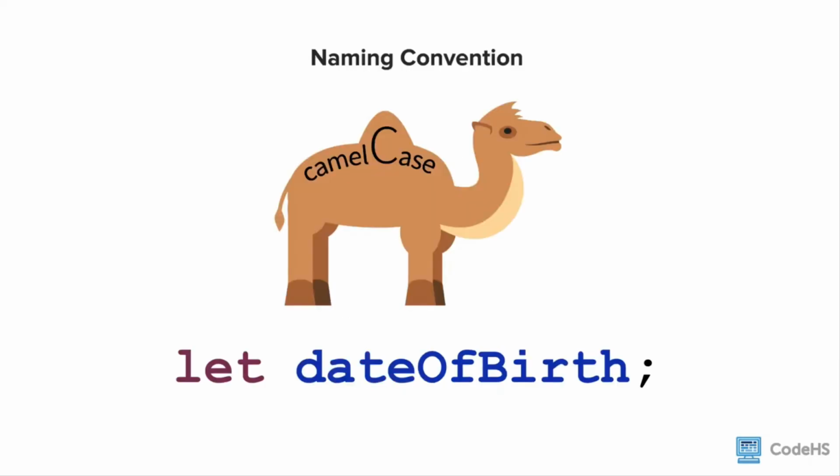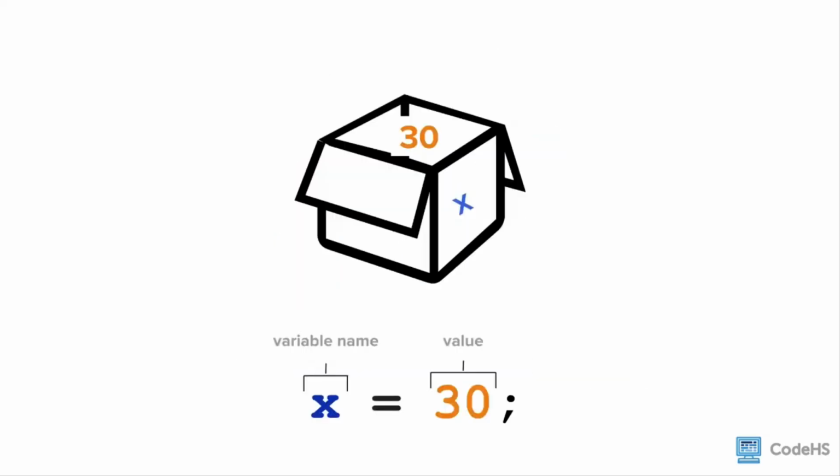When naming variables in JavaScript, we follow a naming convention called camel case. When using camel case, you put multiple words together without any spaces. Then, you capitalize any word after the first word to make it easier to read. In this example, we can see that the variable dateOfBirth uses camel case in its naming convention. There are no spaces between the words, and Of and Birth are capitalized. For now, let's continue with our simple variable called x.